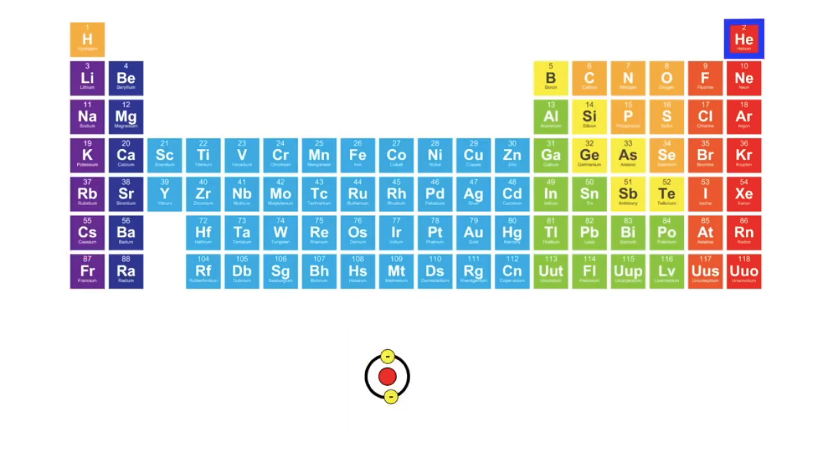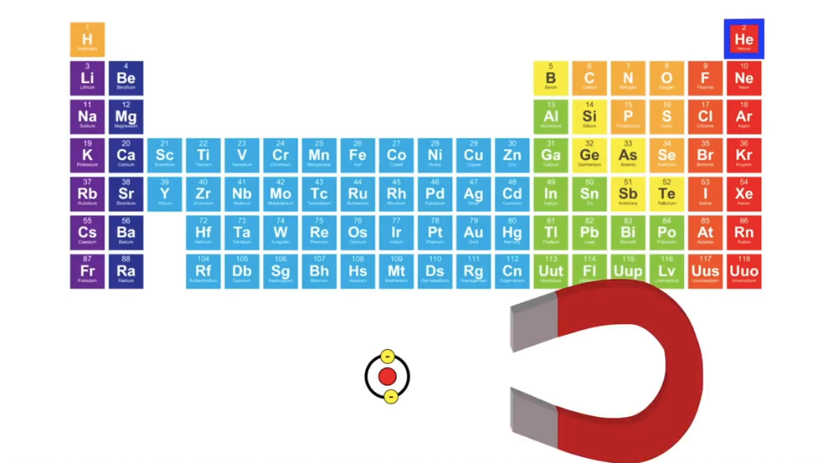Looking at the opposite corner with helium, there is only one shell, so the electrons are very close to the nucleus, and the shell is full, so it is very stable. For this reason, it requires much more energy to ionize helium.